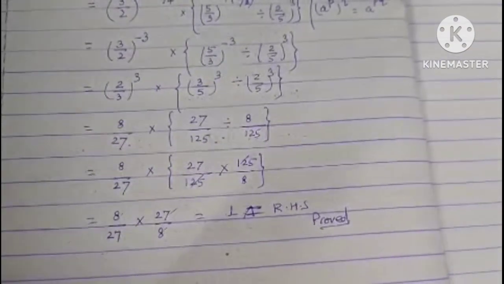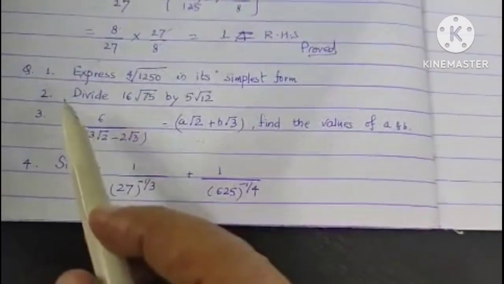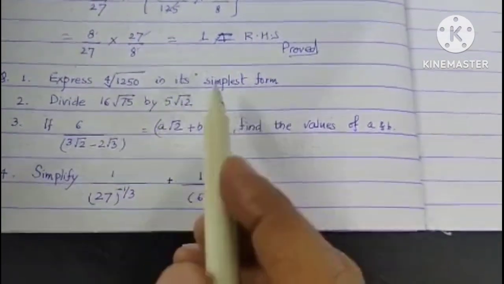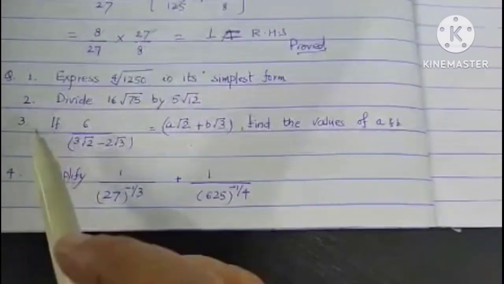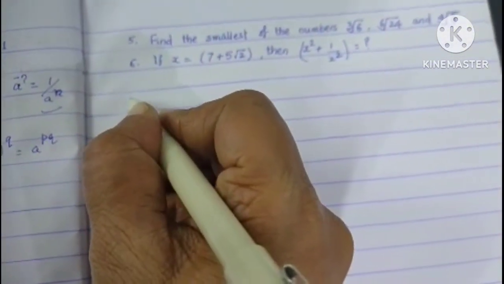Okay, let's see some more problems. So friends, I have taken 6 problems. Number 1 is express fourth root of 1250 in its simplest form. Number 2, number 3, number 4, and 2 more problems we have here. Okay, so let's do it one by one. Solution.